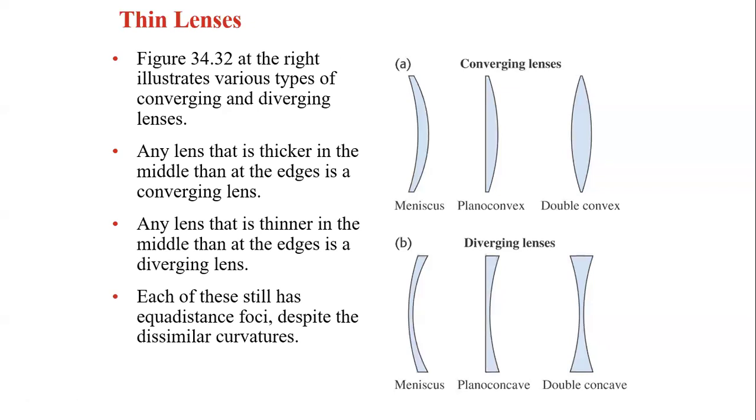So we are now in part 2 of chapter 34, which is geometric optics. We're now going to discuss the thin lenses.